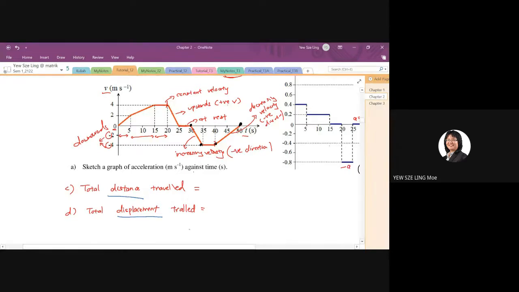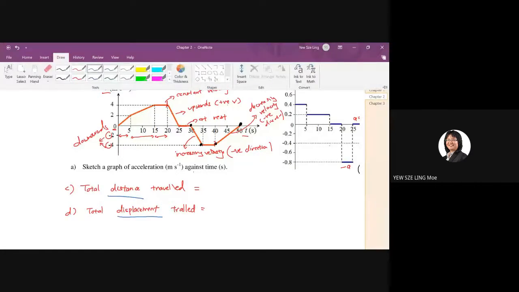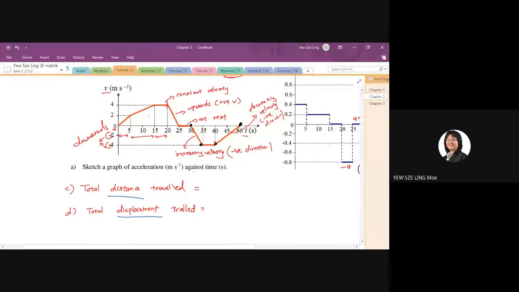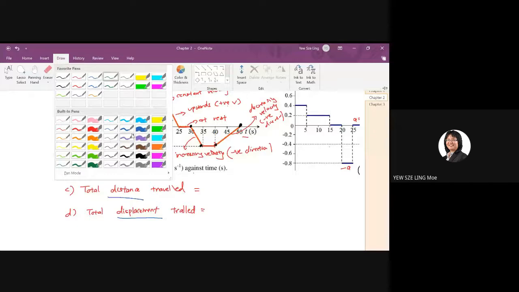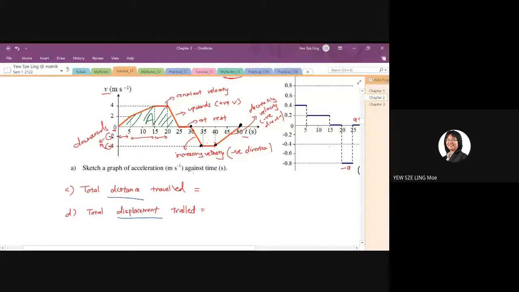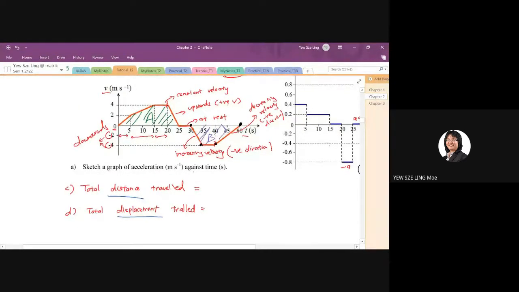So when it comes to these questions, you have to split it into two parts. This one, I'm going to call area A. Area A is the first one, a positive area. And then this is your area B. So area B is the negative area.